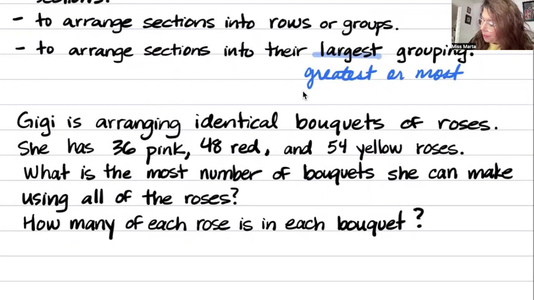Okay, so let's begin. Clearly, the biggest clue I see here is when they ask you, what is the most number? That clearly lets me know that it's a GCF problem. In fact, that's what this question is. They want to know what the GCF is, okay? The follow-up question that they have here, how many of each rose is in each bouquet? It's not a GCF problem, but you'll see how it's related to GCF when we work it out. Here's another clue where they say they want identical bouquets. And that's our unit, number of bouquets. Okay, so you know what the numbers are. They're 36, 48, and 54.